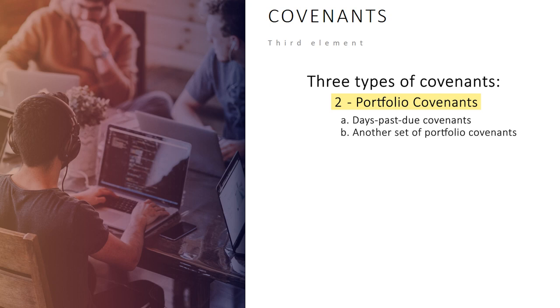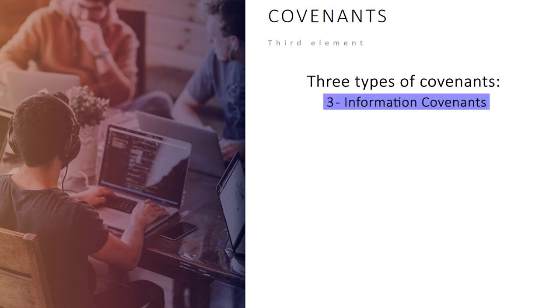B. Another set of portfolio covenants are the loss rates. These state that the proportion of the portfolio lent out that the company loses be below a certain percentage threshold. And lastly, information covenants. They represent pre-agreed rights to information that the lender has and that the borrower must comply with. These typically include A. Company financials, B. Portfolio reportings, and C. Any other information deemed important by the lender.